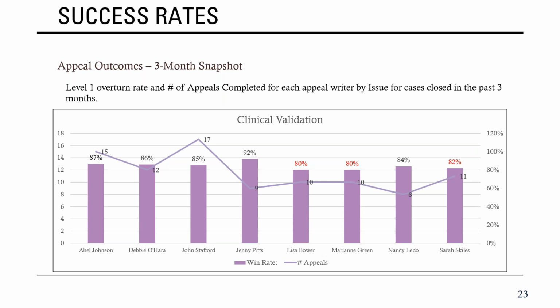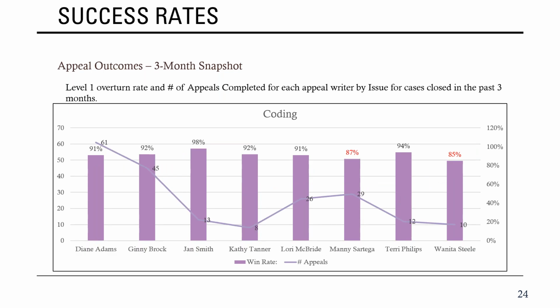But that's just a good snapshot to see if there is someone who stands out to you as being not average according to their peers. Is there a reasonable explanation for that, or is that someone who maybe needs a little bit more education in the work that they're doing?